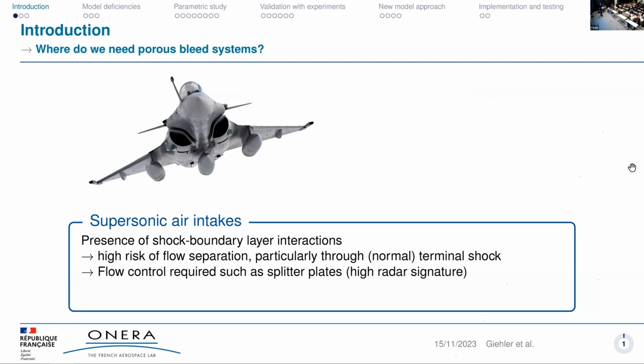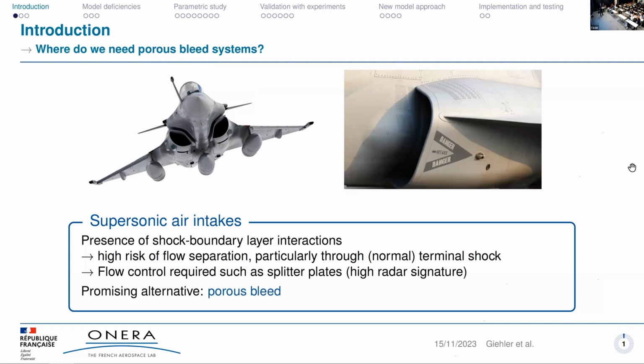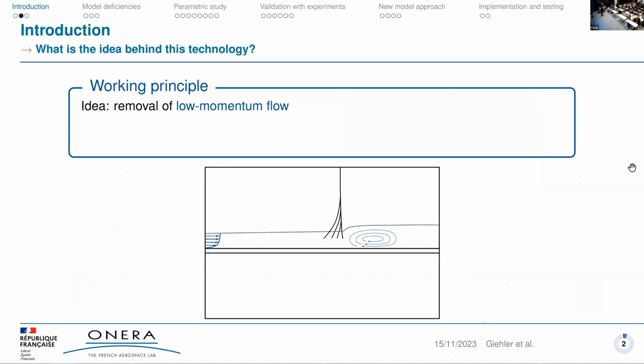And in the past, usually splitter blades were used so that you have just a gap between the engine and the fuselage. But the problem is you have an extra surface, and nowadays you want to have a lower radar signature, and therefore a promising alternative is the use of a porous bleed system. So you have just here these porous walls. So what's the idea behind? It's very easy. We just want to remove the low momentum flow within the boundary layer.